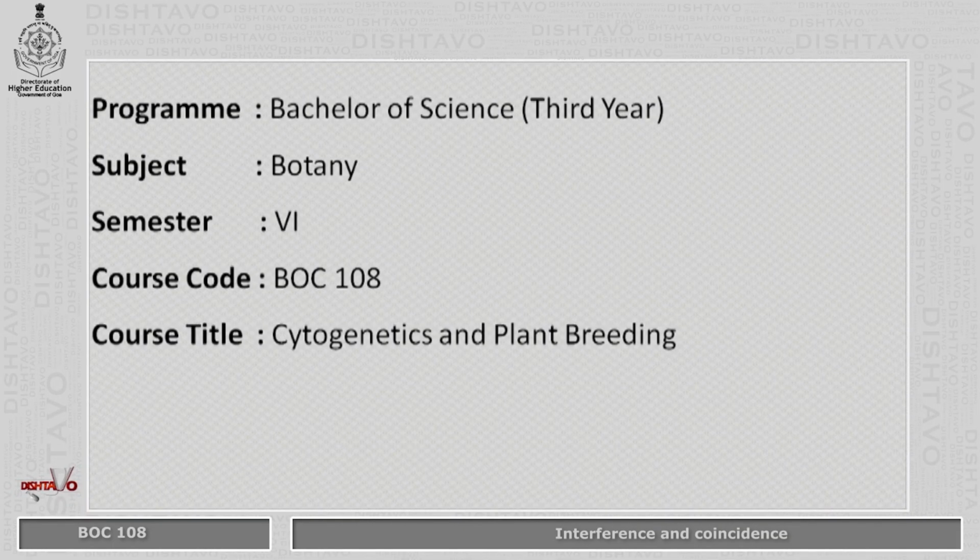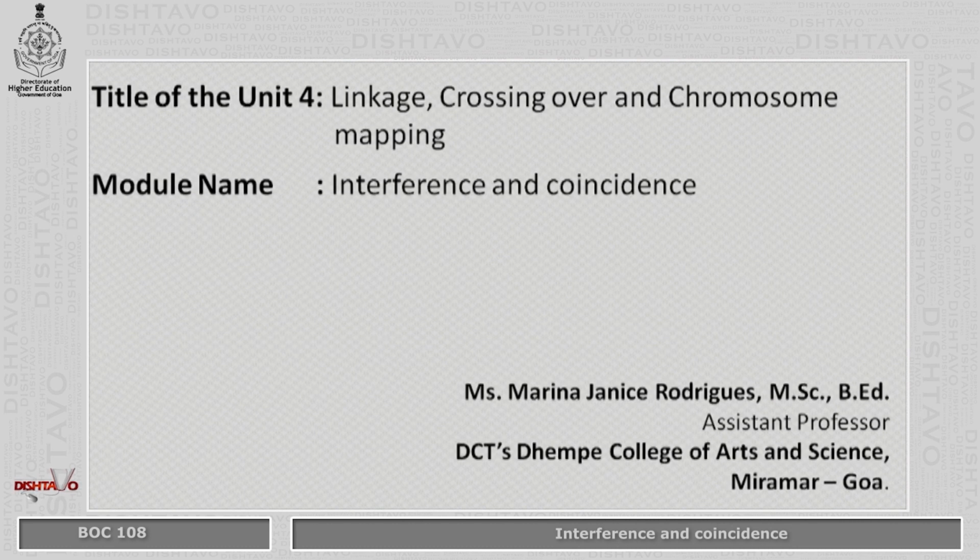Welcome students to Program Bachelor of Science 3rd year, Subject Botany, Semester 6, Course Code BOC 108, Course Title Cytogenetics and Plant Breeding. The title of Unit 4 is Linkage, Crossing Over and Chromosome Mapping. Module name is Interference and Coincidence. I am Ms. Marina Janice Rodriguez, Assistant Professor from Dempe College of Arts and Science, Miramar, Goa.